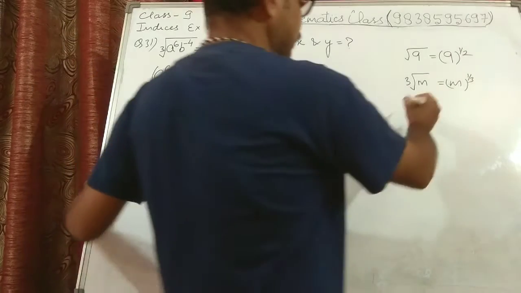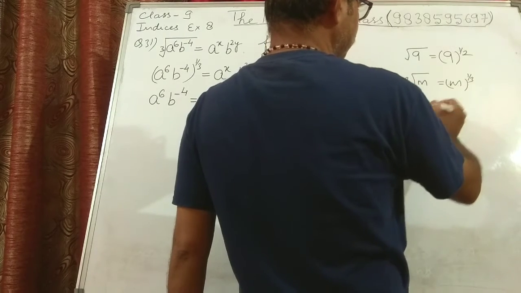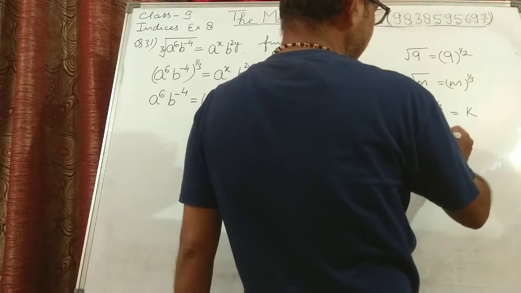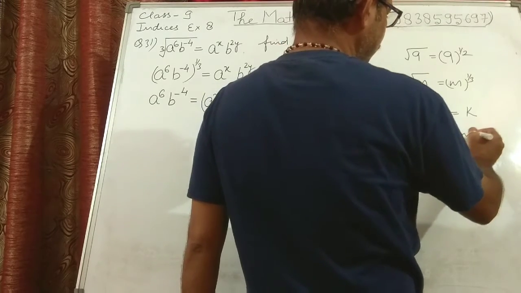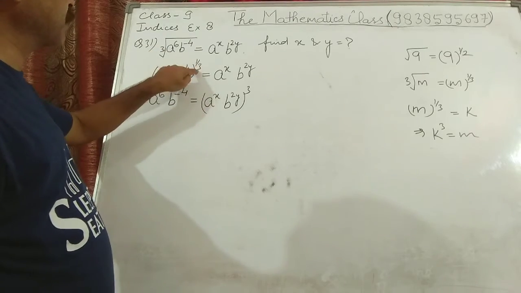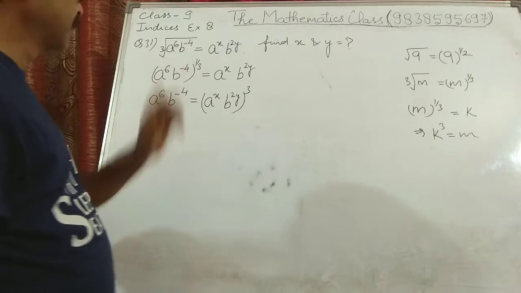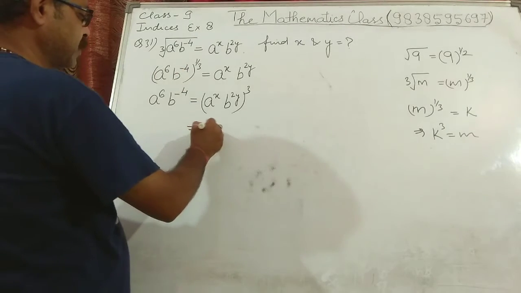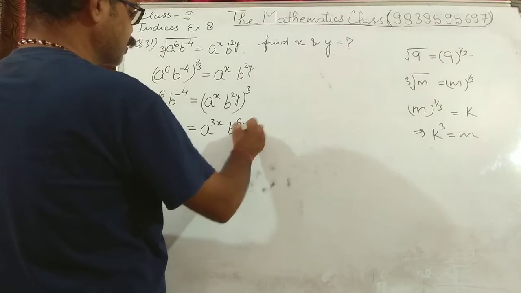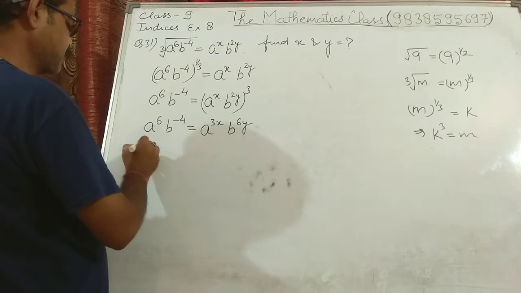How? Suppose I say that m to the power 1 upon 3 is equal to k. It means that k to the power 3 is equal to m. It's reciprocal. Same as m to the power 1 upon 3 is equal to k, so k cube will be equal to m. Now, when you multiply this you will get a to the power 3x and b to the power 6y is equal to a to the power 6 and b to the power minus 4.